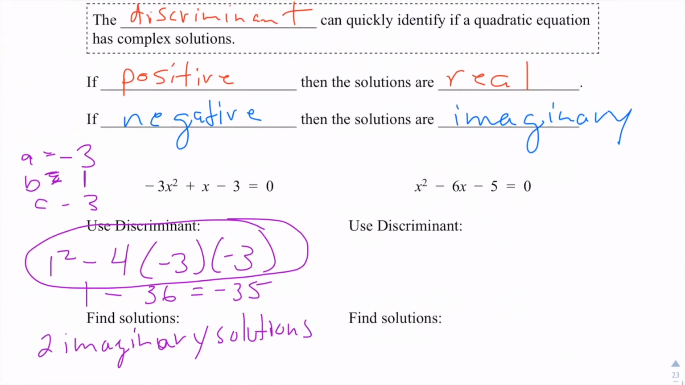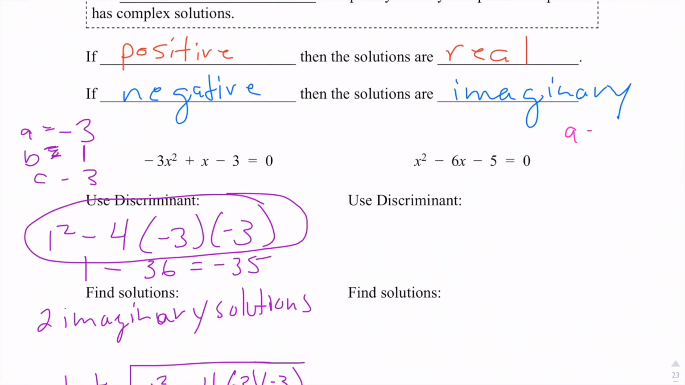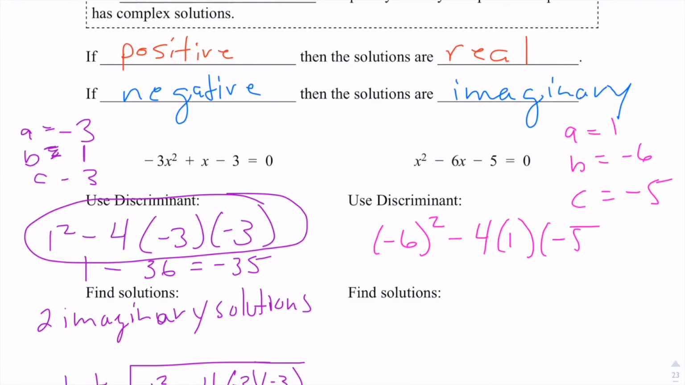For this quadratic equation, our A equals 1, our B equals negative 6, our C equals negative 5. So if we use our discriminant, we have negative 6 squared minus 4 times 1 times negative 5, which gives us 36 plus 20, which gives us 56. So we know it's positive, so we have two real solutions.